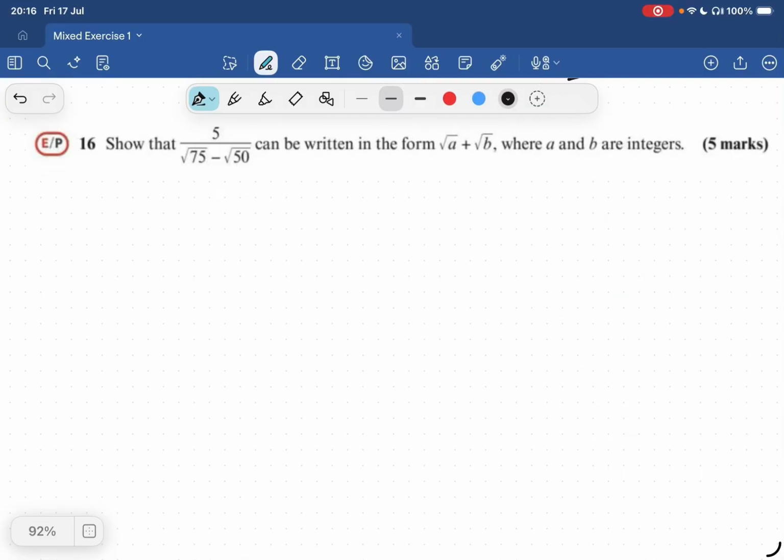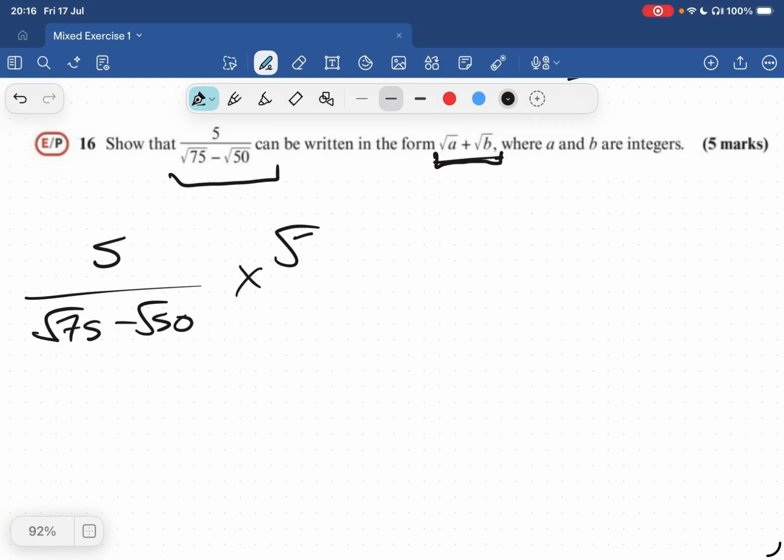Question 16, and we've got to rationalize this denominator again. When we know we can write it in this form, they've got no fraction, so that's how we know to rationalize the denominator. So square root 75 minus square root 50, times top and bottom by square root 75 plus square root 50, so we get that nice cancellation in the denominator that we need.